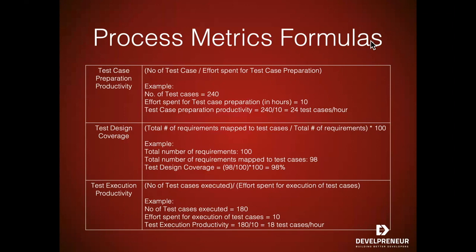Test design coverage is the total number of requirements mapped to test cases divided by the total number of requirements. Here we have a total number of requirements of 100, and the total number of requirements mapped to test cases is 98. So 98 divided by 100 times 100 gives you 98 percent. Test execution productivity is the number of test cases executed divided by the effort spent for execution of test cases. So the number of test cases executed is 180, and the effort spent is 10 hours. That gives us 18 test cases per hour.